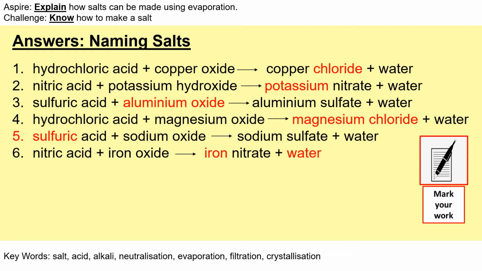Question number 4 is hydrochloric acid and magnesium oxide. So we will obviously get a chloride salt there because we have hydrochloric acid and the first word of the base is magnesium, and obviously we get water as well. And then sulfuric acid plus sodium oxide will give us sodium sulfate plus water. And the last one, nitric acid plus iron oxide, will give us iron nitrate plus water.